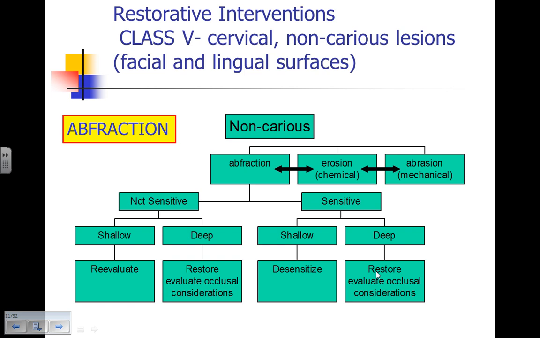When we look for abfraction as to how we're going to intervene, once again we categorize these as being not sensitive or sensitive, and then categorize them further as being shallow and deep. And from this flowchart you can see that we have interventions based upon the clinical conditions and the clinical signs and symptoms that we see. We'll talk about this in detail. In fact, whether it's an abfraction, an erosion, chemical erosion, or an abrasion, there's a commonality in the way we treat these lesions and how we treatment plan them.